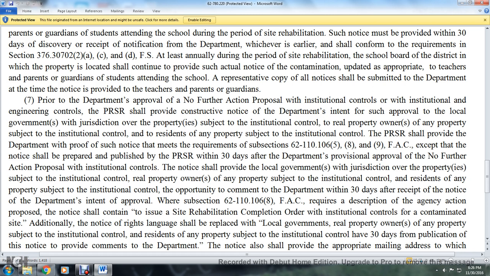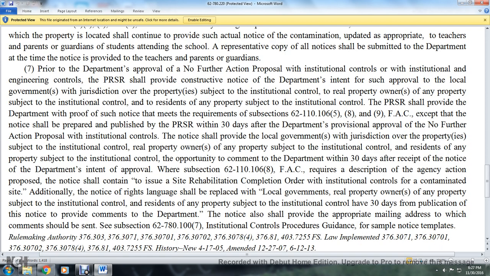Additional notice language shall be placed for the local government, real property owner, and residents of any property subject to institutional control, allowing 30 days from publication of the notice to provide comments to the department. The notice should also provide the appropriate mailing address to which the comments must be sent. See Chapter 62-780.107, Institutional Control Procedures Guidance, with sample notice templates.